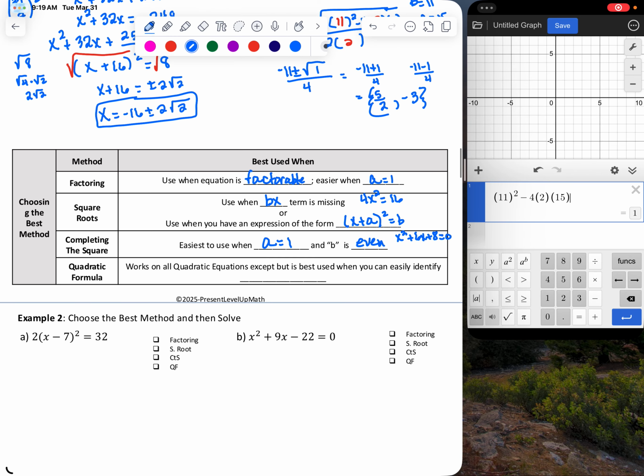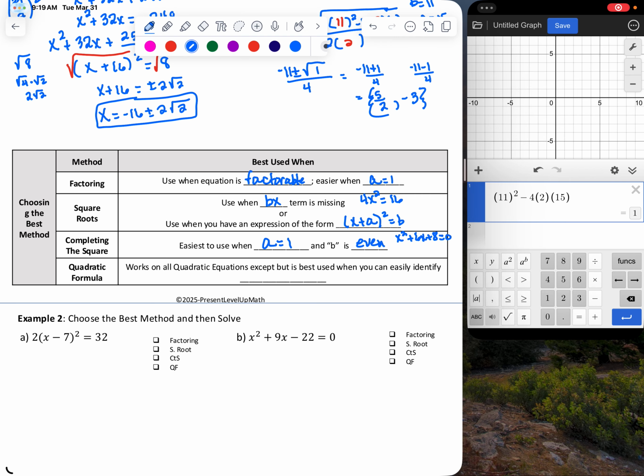Now, quadratic formula works on everything, but it's easiest to use when you can easily identify a, b, and c. So if it's something like this, 5x squared plus 2x minus 5, it's easy to identify a, b, and c there, so quadratic formula may be the easiest method to solve that.